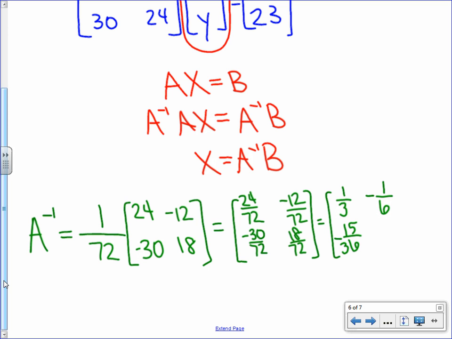You can reduce that even more. Okay, 5/12 and 18/72. So it's just 1/4.